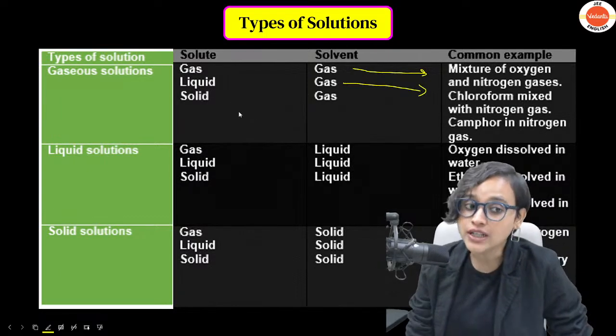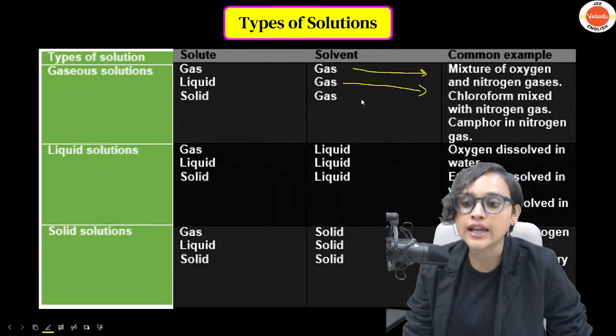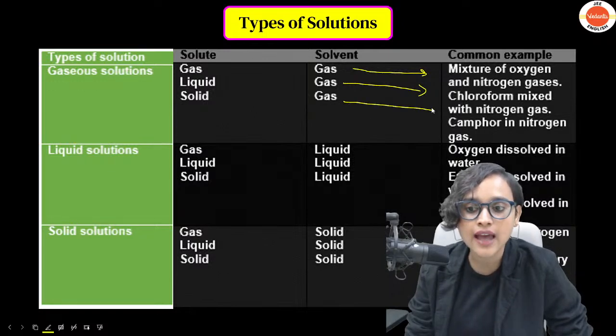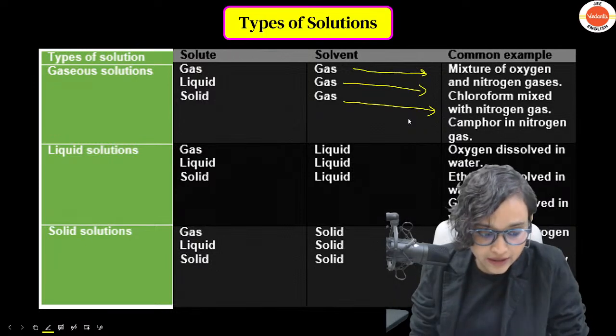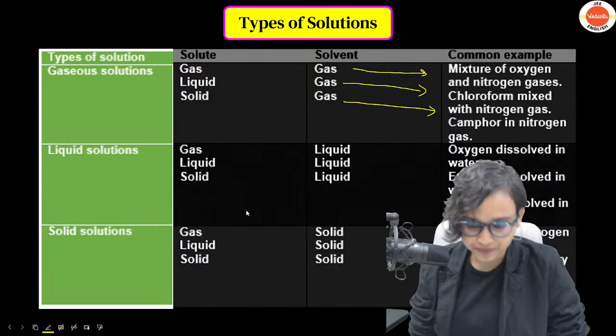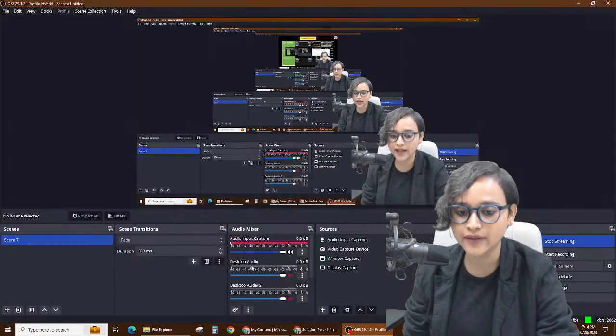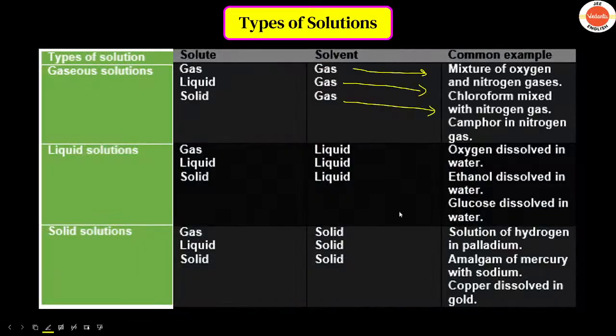Anyway, now what if the solute is solid and the solvent is gas? Camphor in nitrogen gas is also a possibility. Okay. Now let's come to liquid. I will have to take myself off the camera now so that the whole screen is visible.